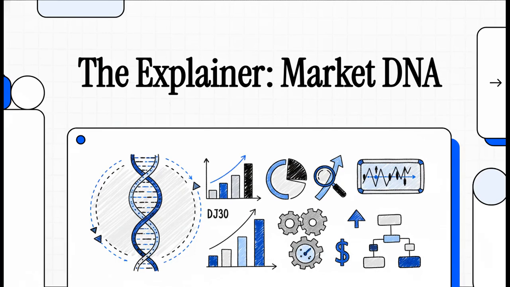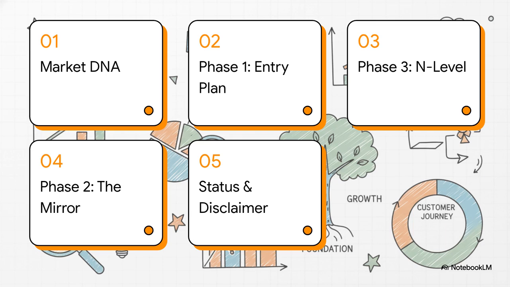Welcome to The Explainer. Today, we are jumping right into a really fascinating case study. We're looking at the market DNA method live, in action on the DJ30. We're going to follow a trading cycle, phase by phase. You'll get to see exactly how this unique geometric system unfolds. So let's dive in. So, here's our roadmap.